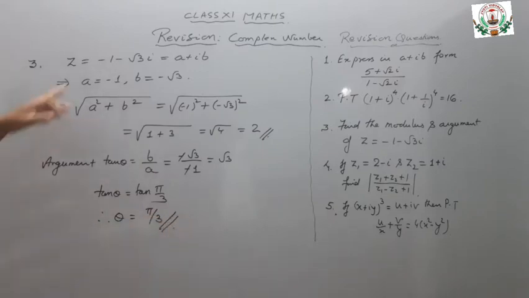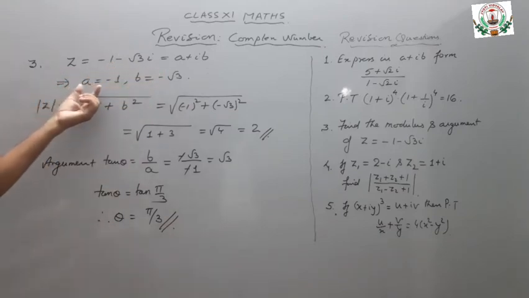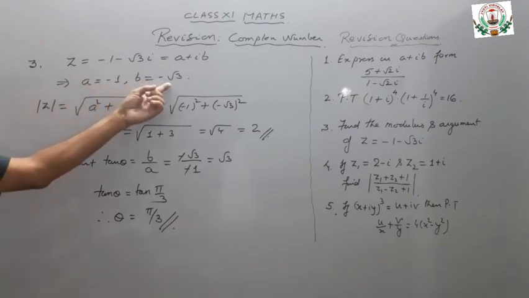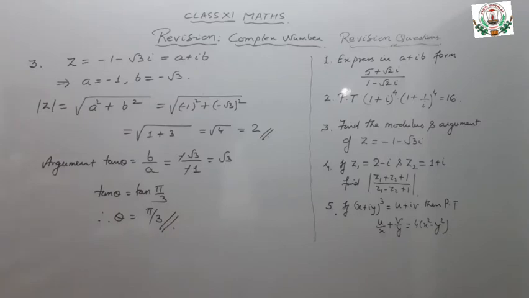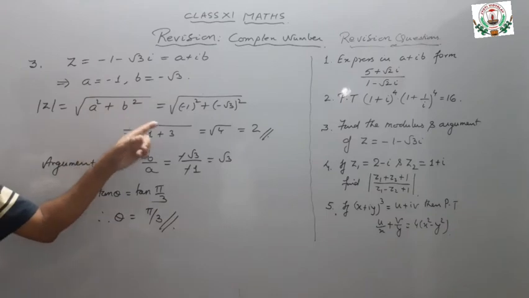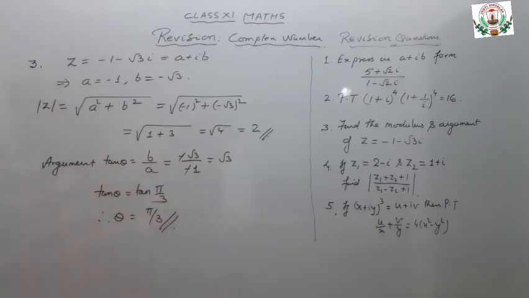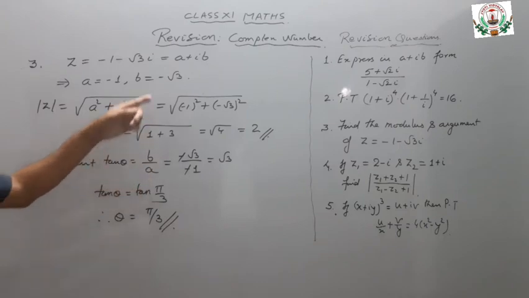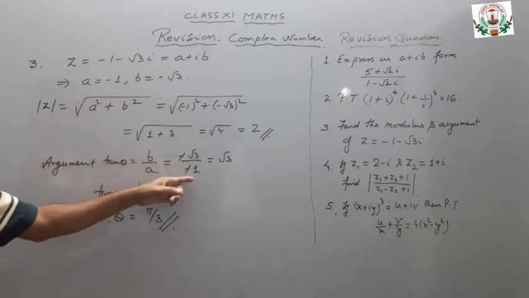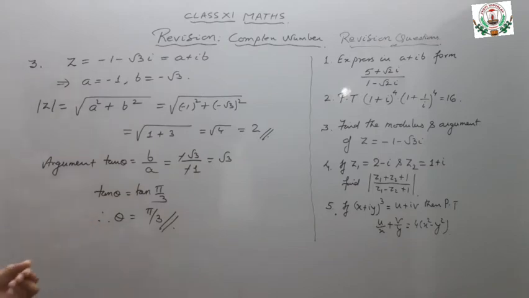Okay, z equals minus 1 minus root 3 i, which equals a plus ib. Here a equals minus 1 and b equals minus root 3. The modulus is the positive square root of the sum of the squares of the real part and the imaginary part, and it will be a positive value. No need of taking the negative, as the modulus is always positive. The argument is given by tan theta equals imaginary part upon real part, that is b upon a, minus root 3 upon minus 1, which becomes root 3. As root 3 is tan 60 degrees, theta will be equal to pi by 3. That is the argument.